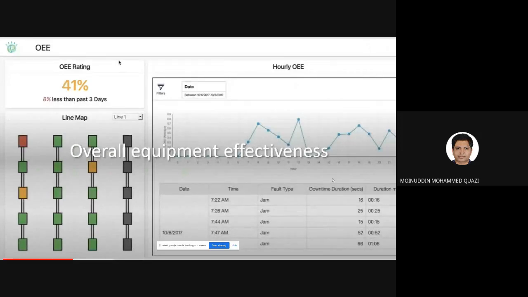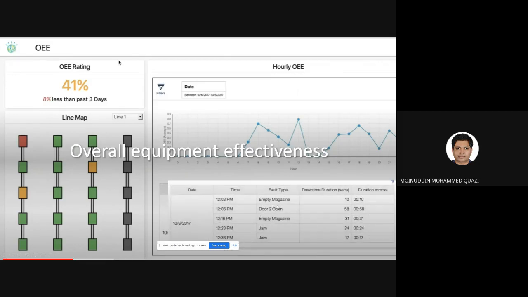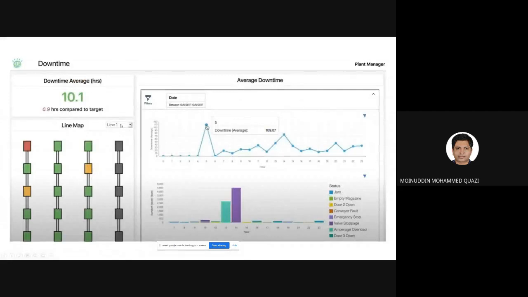If you can see here overall equipment effectiveness, then here you can see the machines, what is the downtime, what is the hourly rate, what are the faults which are coming up. So there is a machine jam fault which is coming up too much. There is empty magazine, door 2 is open. So these are some of the faults which are coming up and they are reducing the downtime. You can see the downtime KPI as well. This has been mentioned here as well.